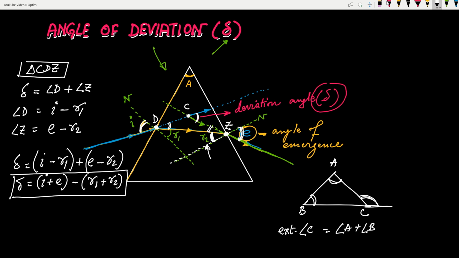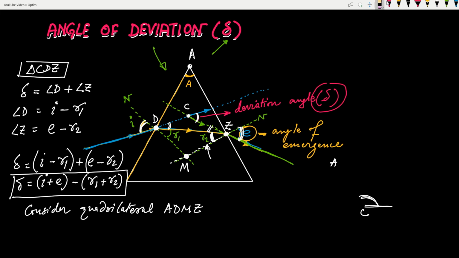Okay, this is clear, but we are not done yet. Let's move on. Now suppose this is point A, this is point D, this is point M, and this is Z. Let's take into consideration this quadrilateral, quadrilateral ADMZ. Let me rub this off in order to make more space.